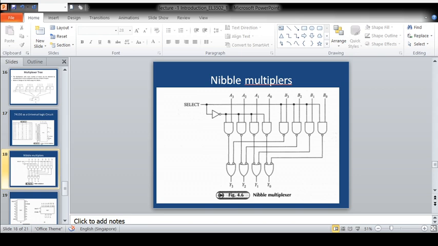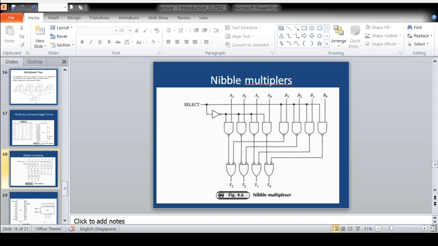Here we can have data which is a combination of 4 bits. So your data is going to be a nibble, that means a combination of 4 bits. Either it is going to be A3, A2, A1, A0, or it is going to be B3, B2, B1, B0. So either of the nibbles is steered at the output. Naturally, if the data is a nibble, a 4-bit data, the output is also required to be Y3, Y2, Y1, Y0.